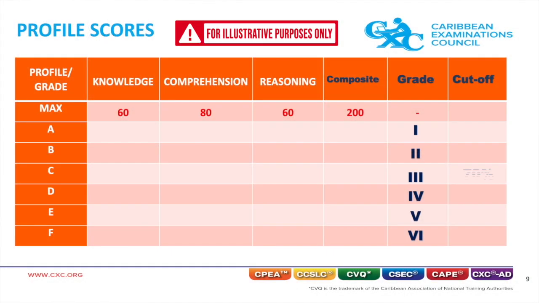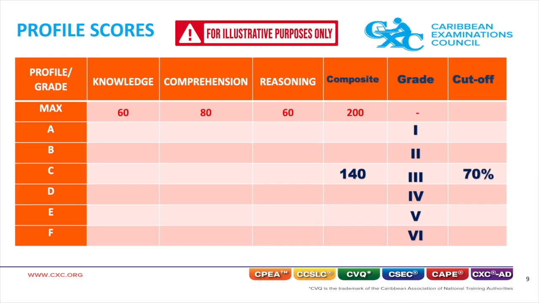CXC does not make cutoff points public, so for the purpose of this presentation, let us assume that the minimum score a candidate may earn in order to be awarded a grade 3, the lowest acceptable grade, is 70%, which is translated to 140 marks out of the available maximum of 200 marks, the total for CSEC Mathematics. Now work backwards to determine the cutoff points for the other grades.